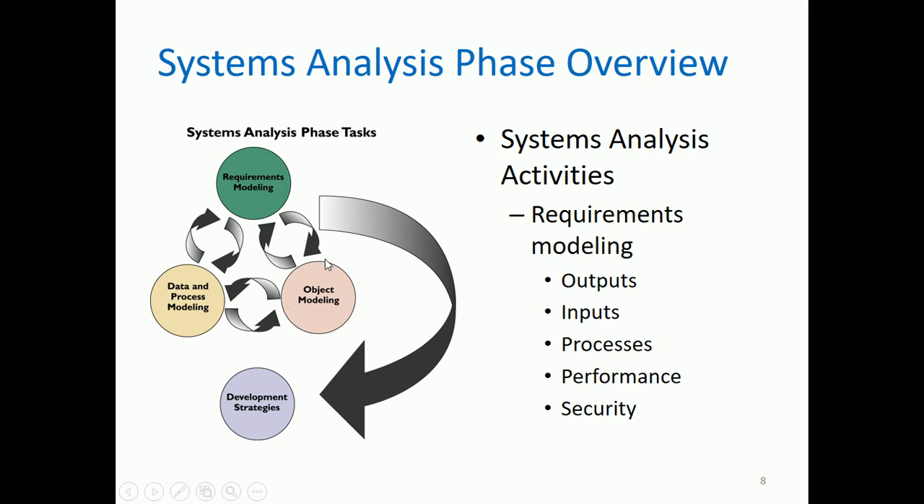These three activities interact with one another because if, for example, in the data and process modeling, an issue is identified, it needs to return to requirements modeling to see if the issue is valid enough to change the requirements, and vice versa for object modeling. That's why these three tasks are interactive in nature. And after these three tasks are completed, it will proceed to development strategies.